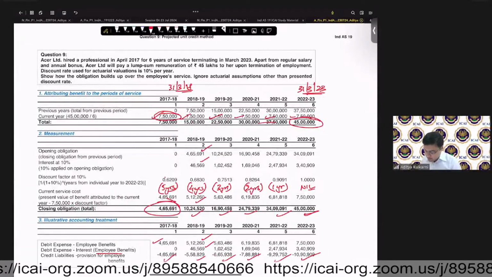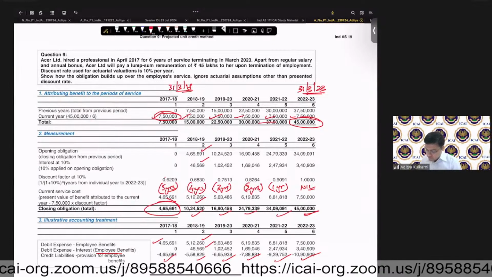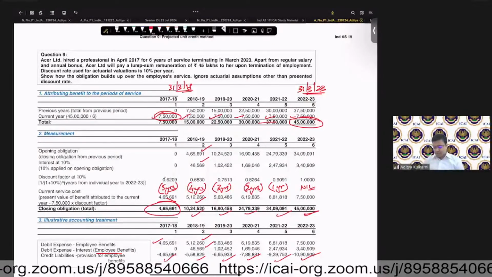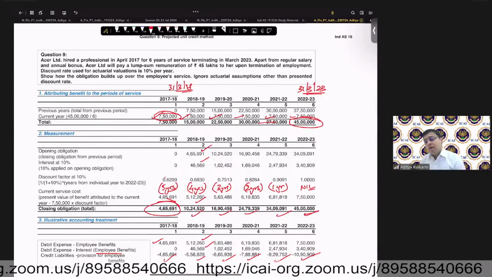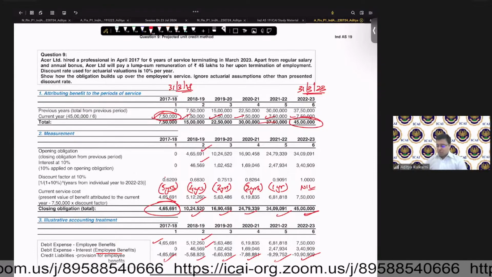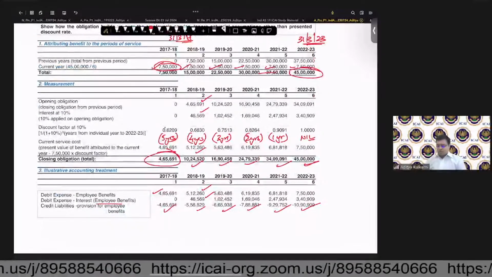Are we okay with this? Yes. Anybody has any doubts so far? No doubts?